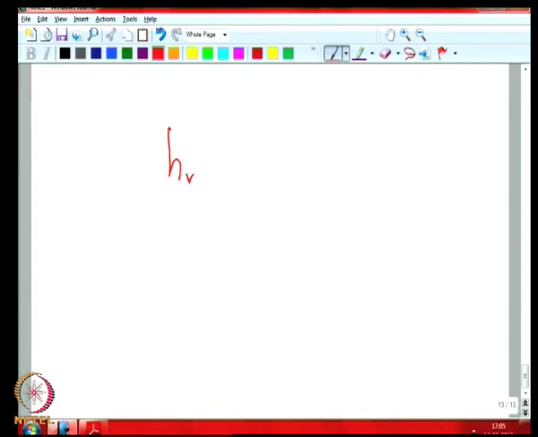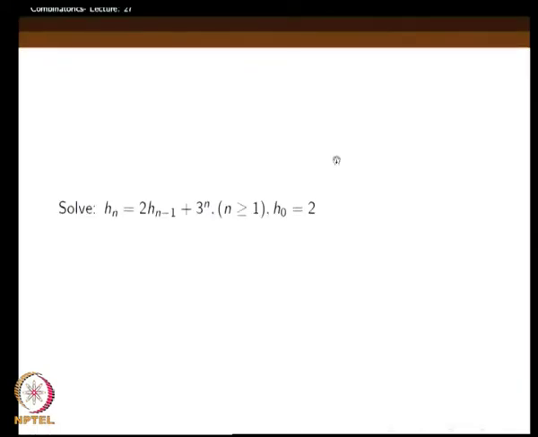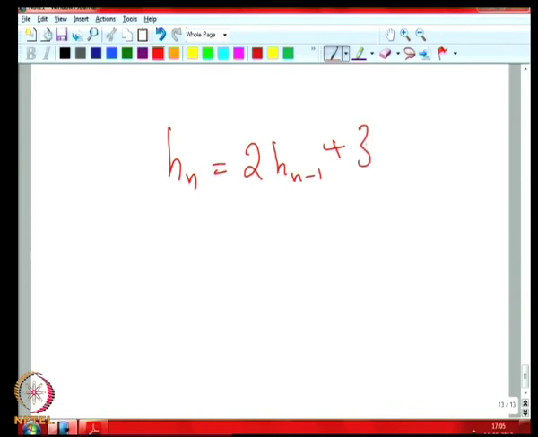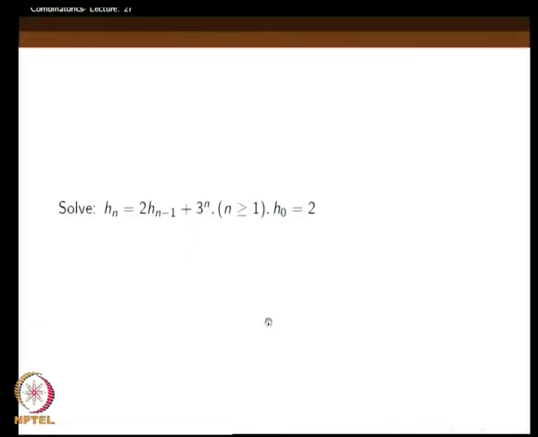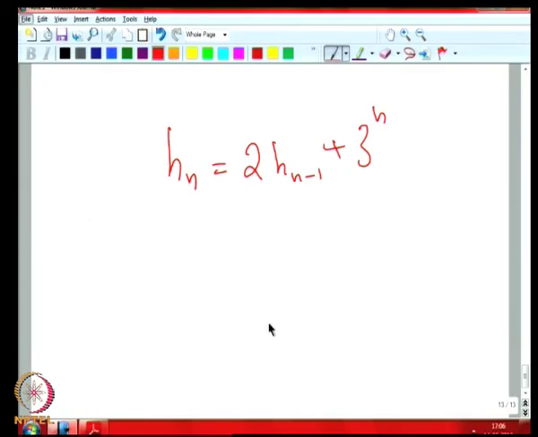hn equal to 2 into hn minus 1 plus 3 raised to n. This I do not know, let us see what this is. So n greater than or equal to 1 only it works. h0 equal to 2, this is the initial condition, because it is a first order relation.